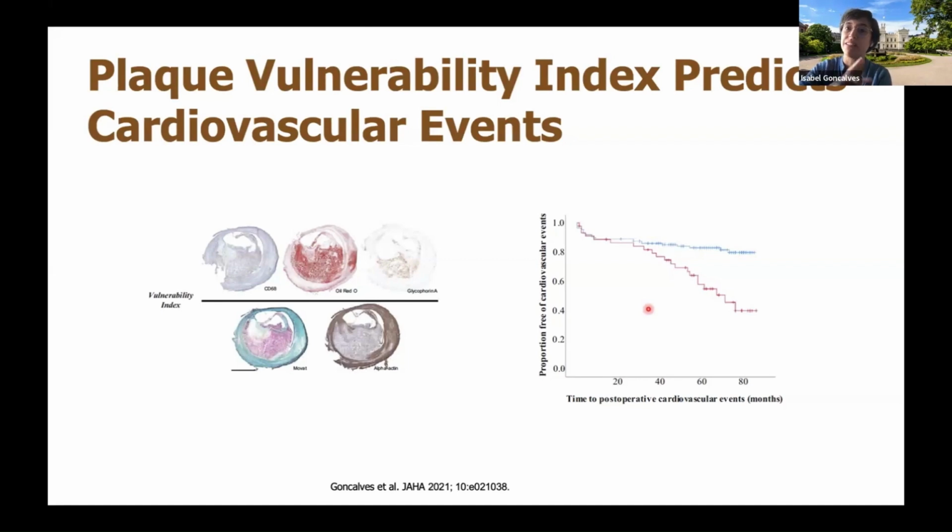Actually, we had some patients that underwent bilateral operations. So we had plaques from the right and the left side, one symptomatic and the other asymptomatic. And we still could see that it was highly correlated. If they had very vulnerable characteristics in one side, it was also very highly vulnerable on the other side.